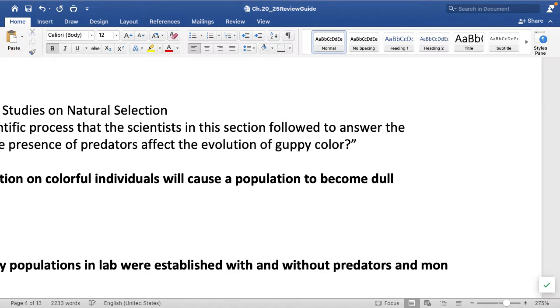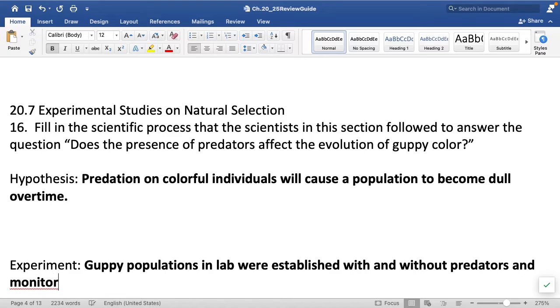I was going to add a little bit more just to make it a fancy answer. Monitored over time. Nice.